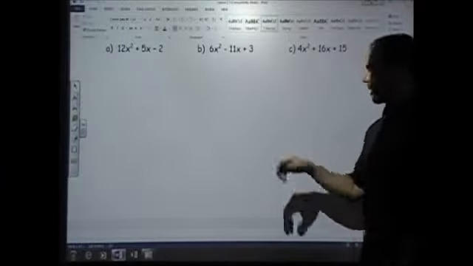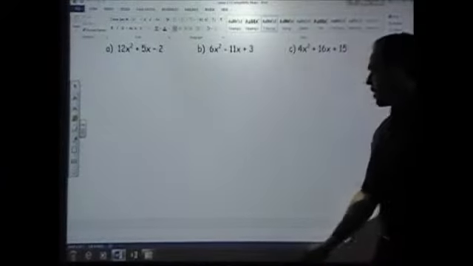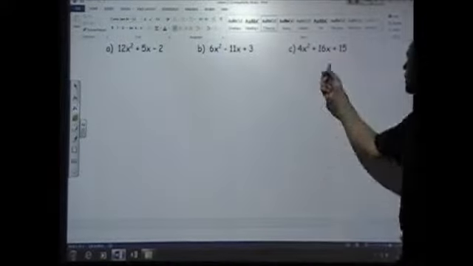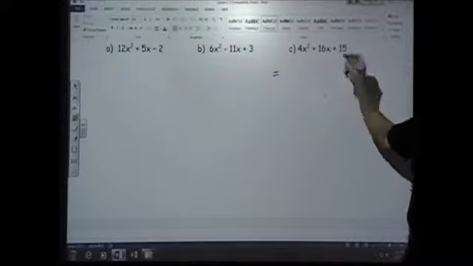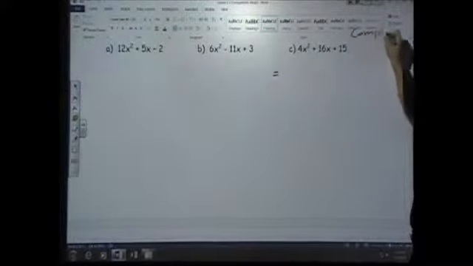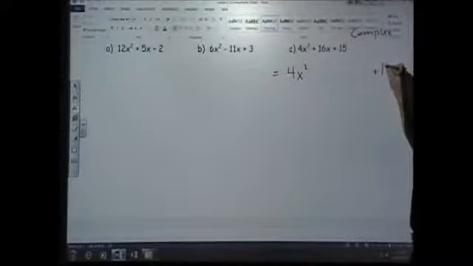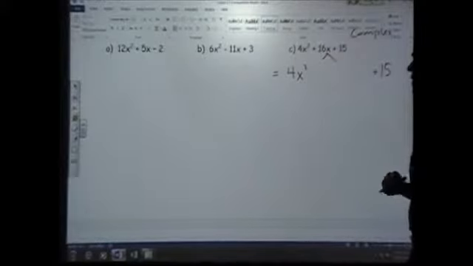So let's take a look at this one here. It says 4x squared plus 16x plus 15. There's no common factor between all of them, and it's a complex trinomial, so I have to use decomposition. Using decomposition, I'm going to leave the first term the same and the last term the same. What I'm going to do is break up the middle term.